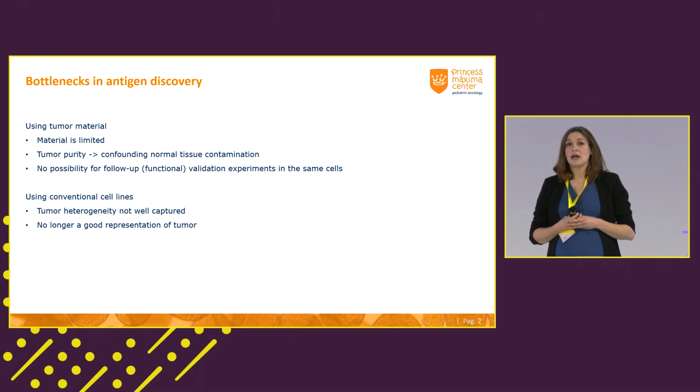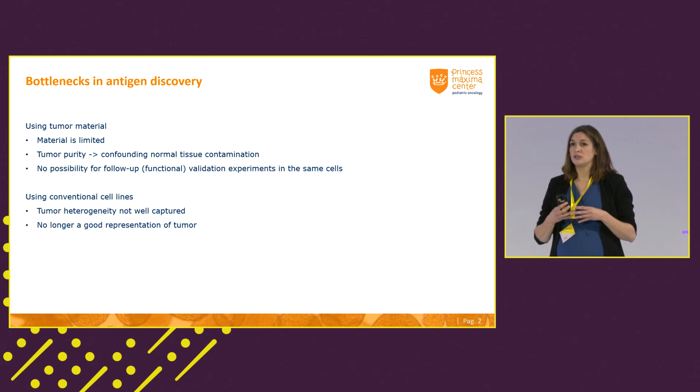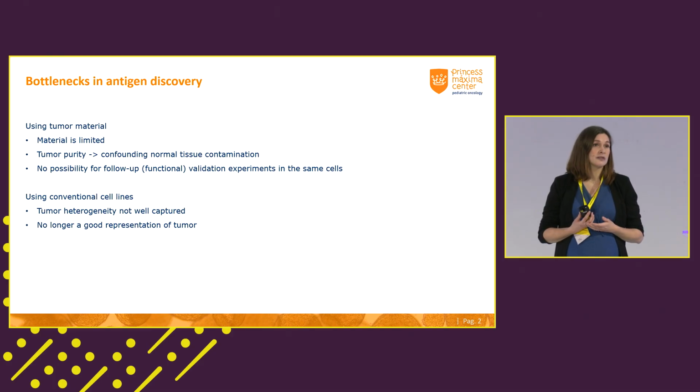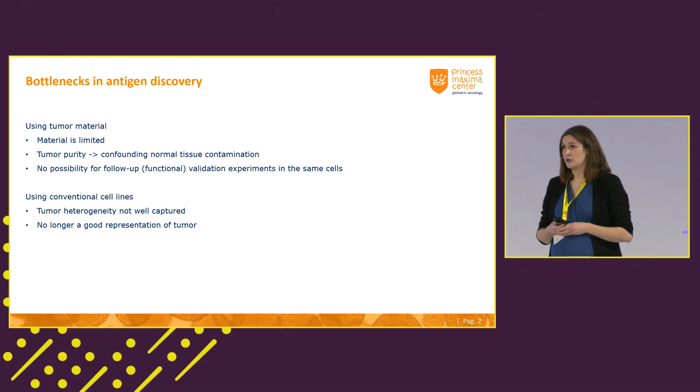Another issue is that with quite some tumors, you can really have a lot of normal tissue in between. So that can confound your results, because then you're not really sure how many tumor cells you actually have in the sample. So it can be difficult to really know what's tumor specific. Also, once you've done experiments with tumor material, it's quite difficult to really do follow-up experiments in those same cells to do functional validation, for example.